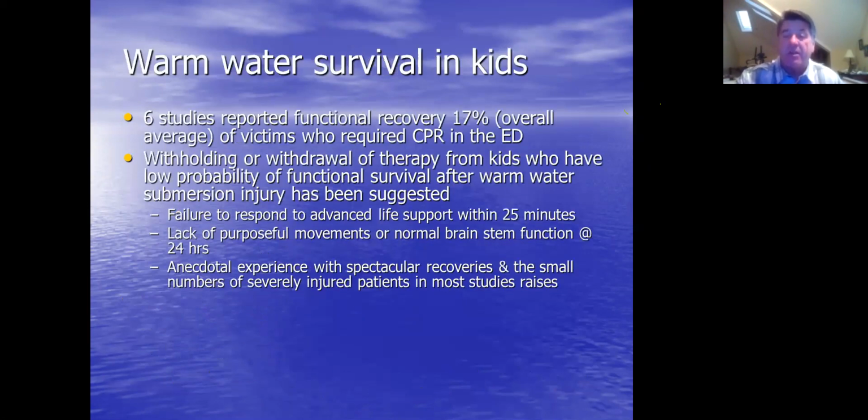So there is some talk of holding or withdrawing therapy from kids who have a low probability of functional survival. We really wind up not doing this. We try and do the best we can with children, intubate them, keep them on a respirator, hoping against hope that they'll get better. The majority of them, however, will not. There are anecdotal experiences of severe recoveries. Every year in the news, you'll hear about 1 or 2 of them. Those are great stories. So that's why most people are against withholding or withdrawal of therapy in kids who have survived at least to the emergency department, and we get spontaneous return of pulse. Most of the time, people want to try everything they can.